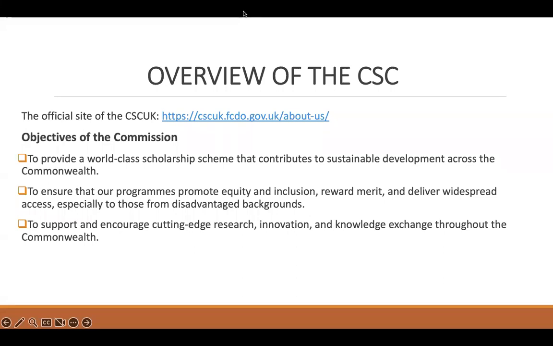So they are expecting scholars to bring back the knowledge you've gained during your studies to develop your country. Although everybody has other plans, in one way or the other we're contributing to the development. It might not be while we are here, it might be through other means. That made me talk about the objectives of the commission, which are to provide a world-class scholarship.